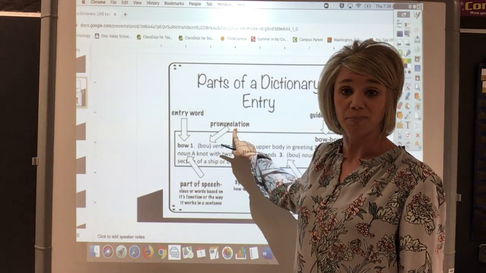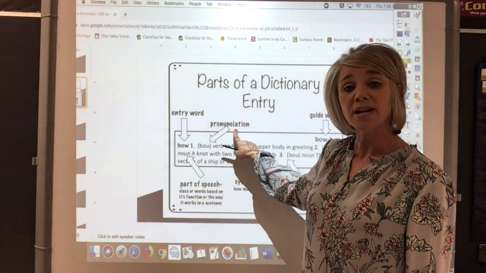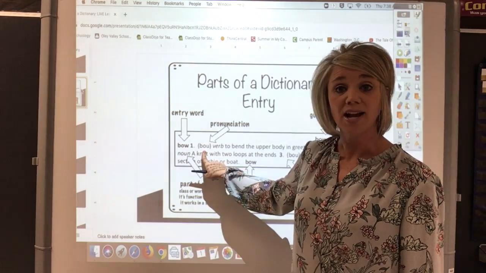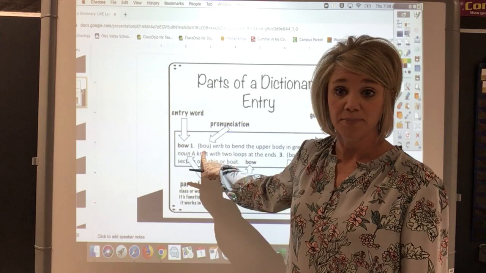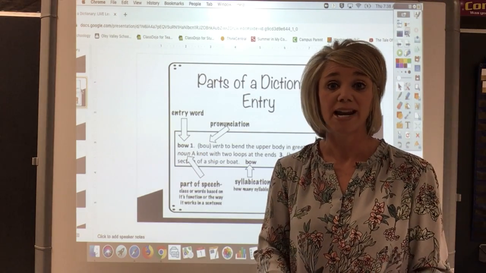Pronunciation is another part of the entry. That pronunciation allows us to understand how to say the word that we're looking up. In this case, the word is bow.